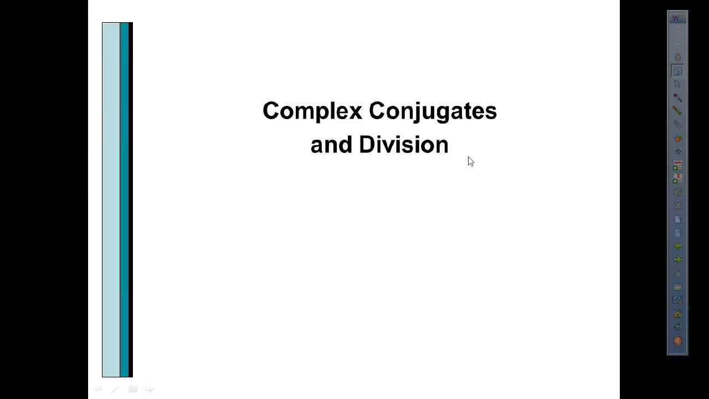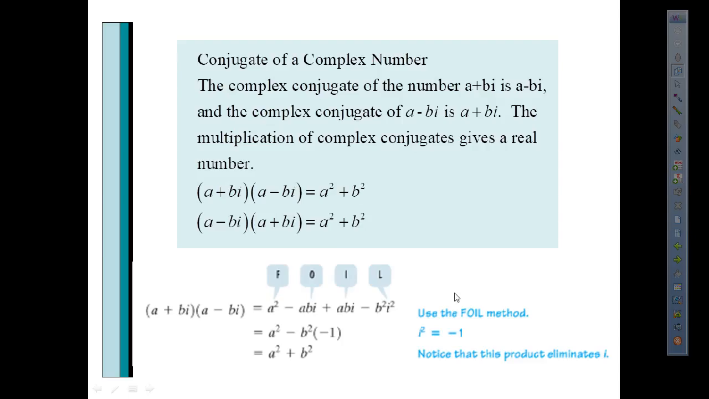Alright, now also we're going to have to do some division. Now division, in all honesty, doesn't look like anything we have for division, and we're going to have to use conjugates for that. We'll talk about those right now. The conjugate of a complex number, a plus bi, is a minus bi. All you're doing is changing the sign of the imaginary term, only the imaginary part. And you'll see why we're going to do that in just a second.